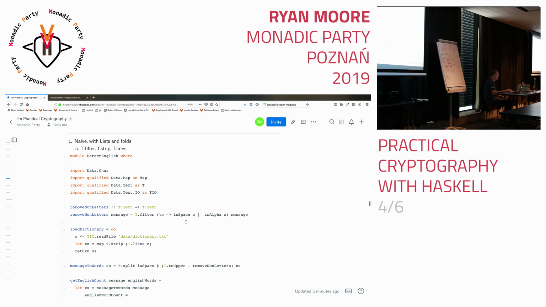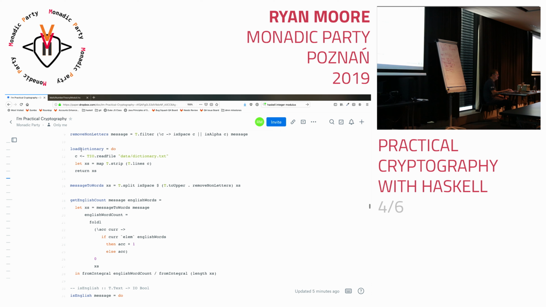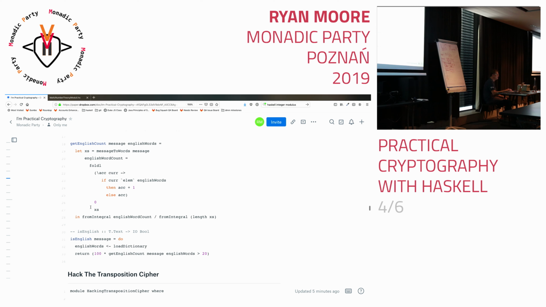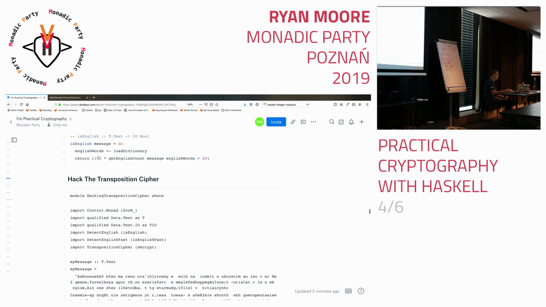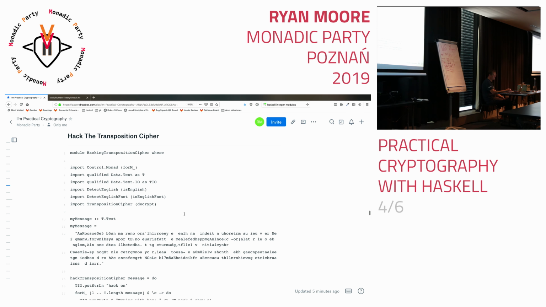And so this demonstrates a method of loading in a dictionary file of English words, and then getting a count of the English words, and finally just saying, look, if we have at least 20% English words, then we've probably hacked it, because it's pretty unlikely that there are 20 random solutions that we found here.